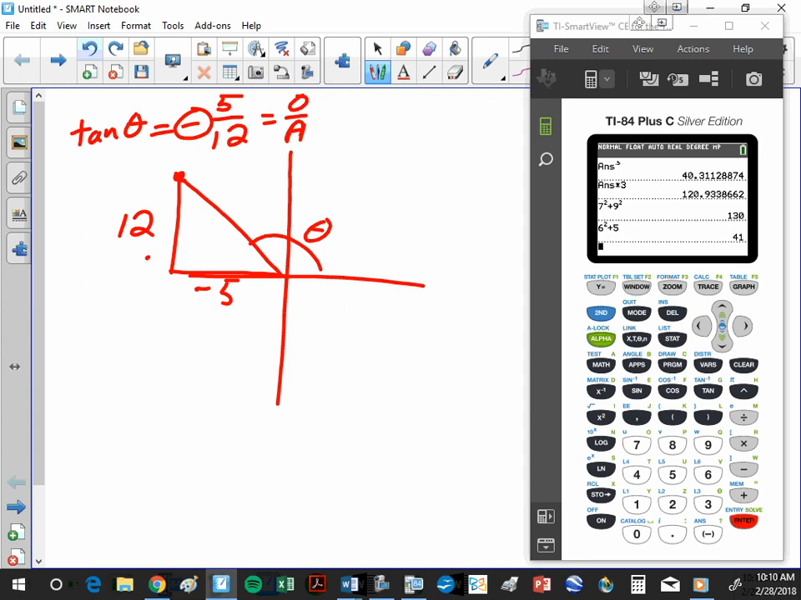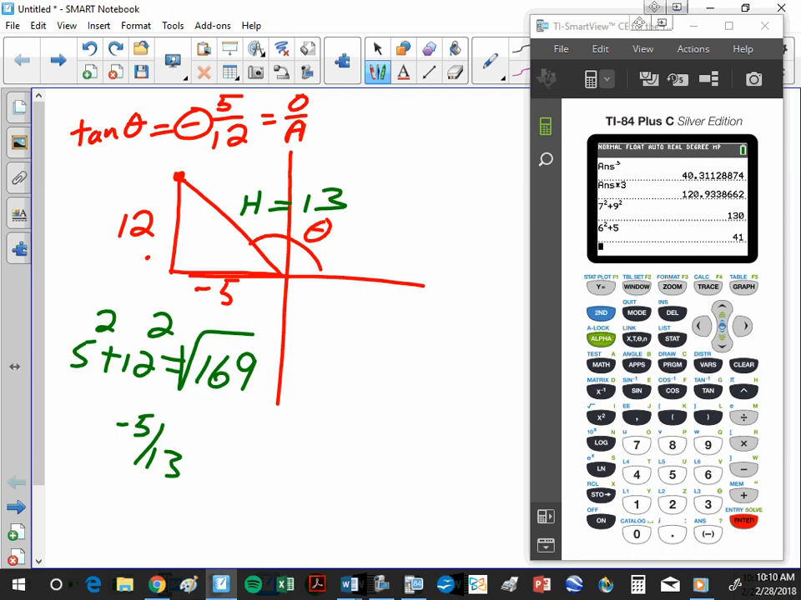So I need to find h. 5 squared plus 12 squared. That's equal to 169. Does anybody know what the square root of 169 is? 13. So h is 13. The answer would be negative 5/13, because that's the cosine.